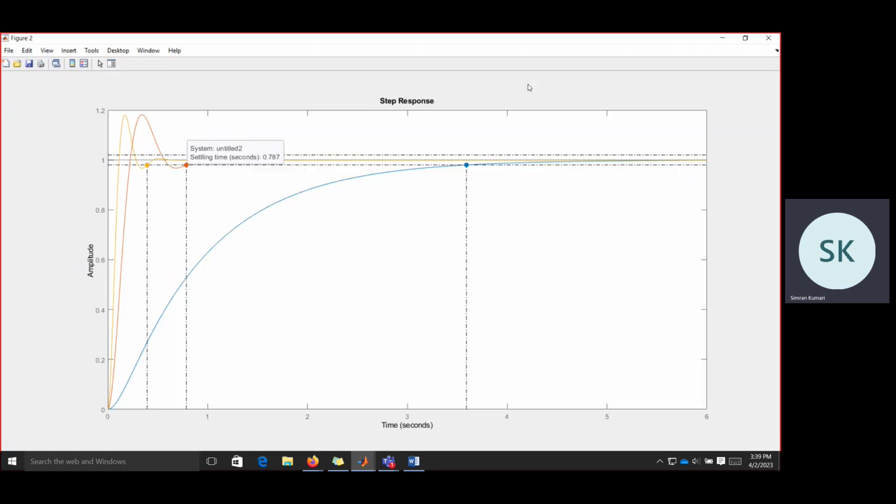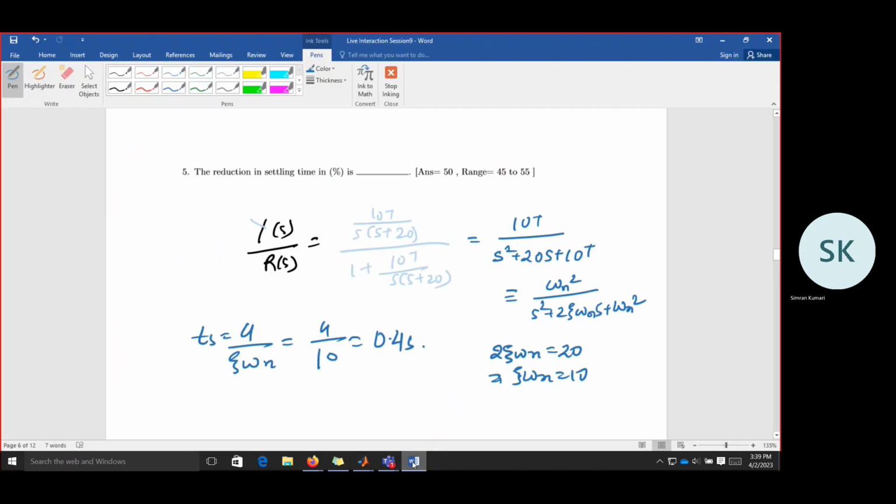So I hope this is visible. This is the yellow plot, which corresponds to the compensator system. And here we can see the settling time. It's 0.393. So obviously the response is faster. And this is how we are achieving this lesser settling time using compensator and gain. This is about the lead compensator. So obviously we have seen how this is improving the transient response.